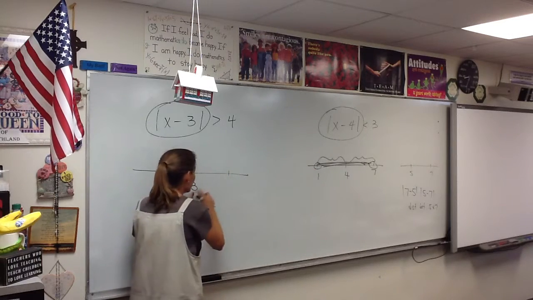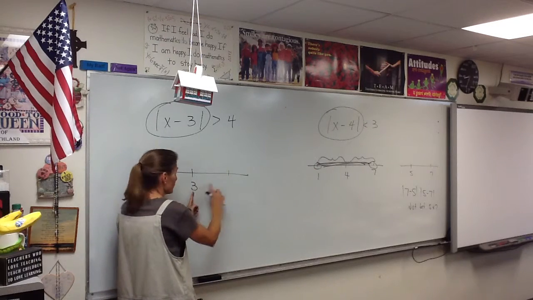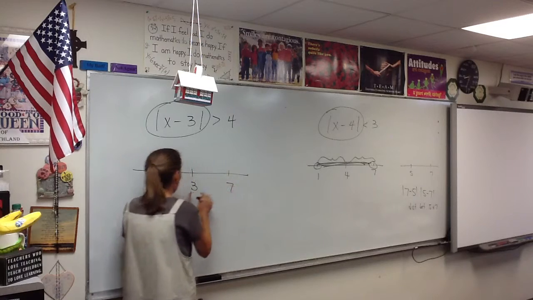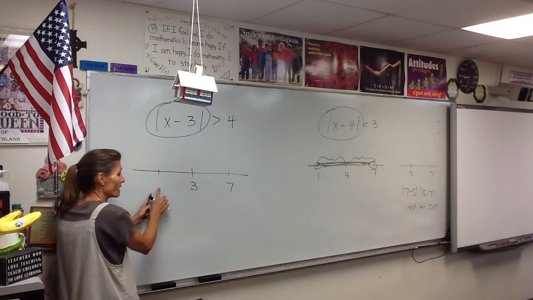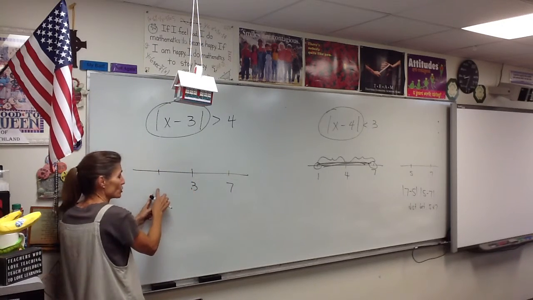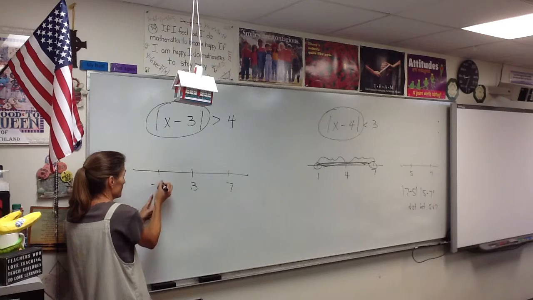Okay? So what's exactly 4 away from 3? 7. What's exactly 4 away from 3 in this direction? -1.